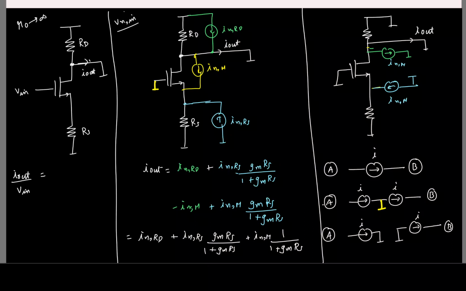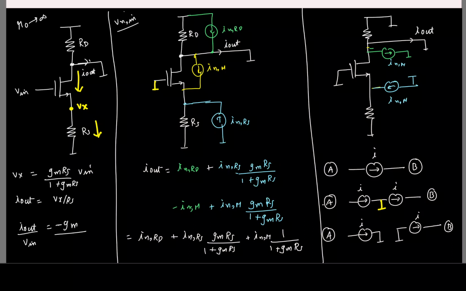If R naught is infinity, first of all, what can you say about this voltage Vx? It's basically the source follower configuration. Vx is times V in. And again, same, R naught is infinity, so whatever current flows here will flow through the transistor and go to the output. So what is I out? I out is basically Vx by Rs. That's all. So this boils down to Gm by, I mean, if you do it carefully, we'll have a minus sign. Okay.